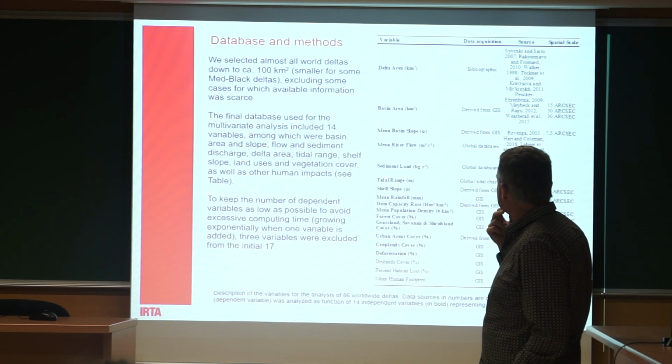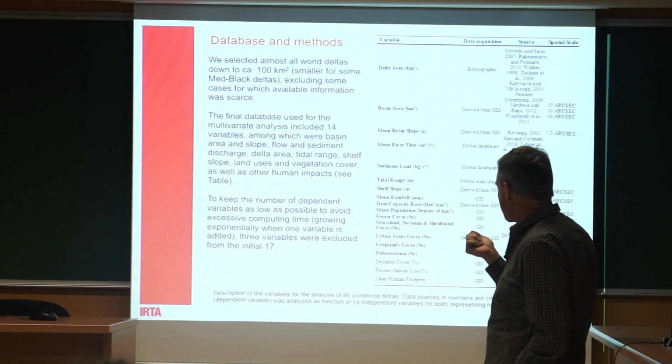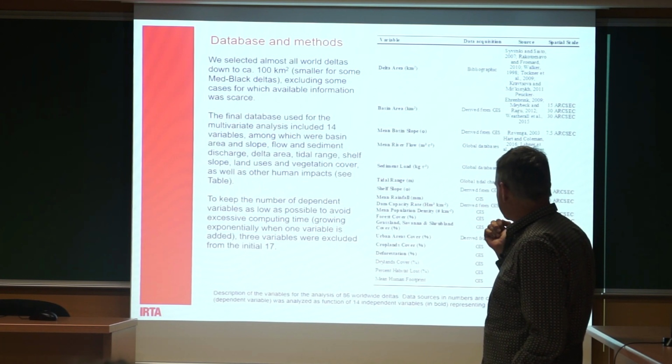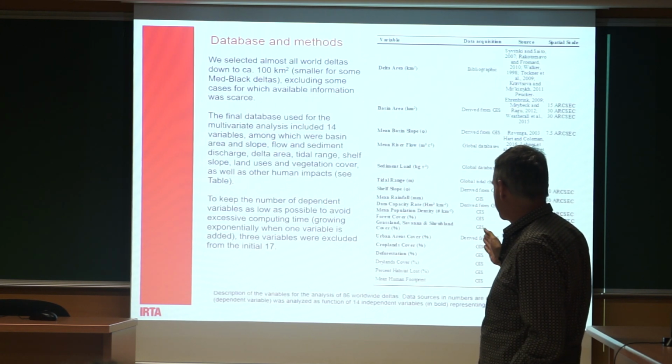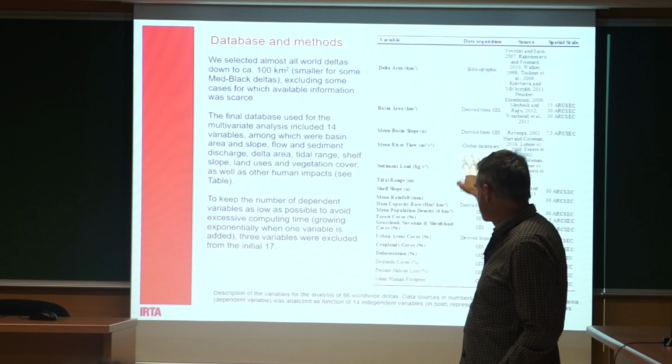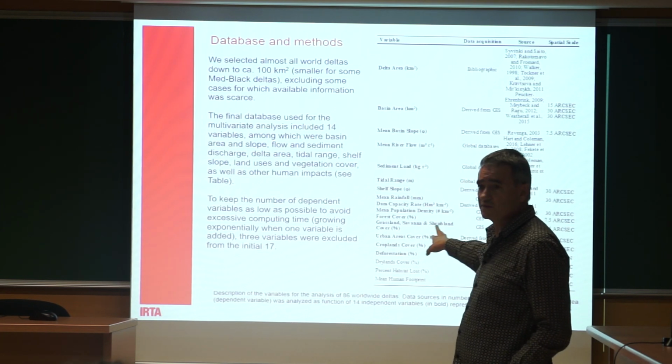So we were taking delta area, which is the dependent variable, and then basin area, mean basin slope, mean river flow, sediment load, tidal range, shelf slope, that means the continental shelf slope, mean rainfall, dam capacity, mean population density, forest cover, grassland cover, urban cover, croplands, deforestation rate, dryland cover, percent of habitat loss, and mean human footprint. We were selecting 13, 14 of them out of the 17.